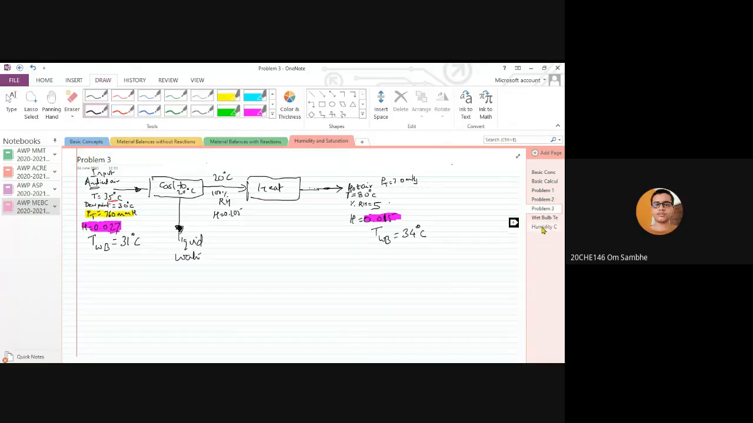Sir, can you repeat once? Can I repeat which part? Which part do you want me to repeat? How we decided that we have to cool to 20 degrees centigrade? That part using the chart. Okay, how we decided we want to cool to 20 degrees centigrade. Okay, let me go back to the chart.